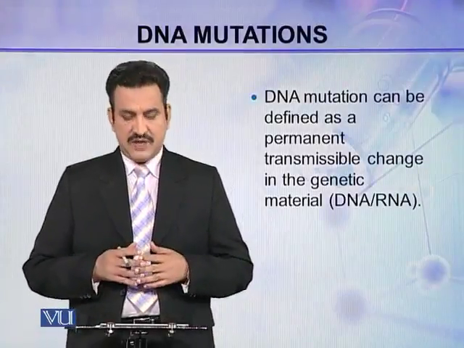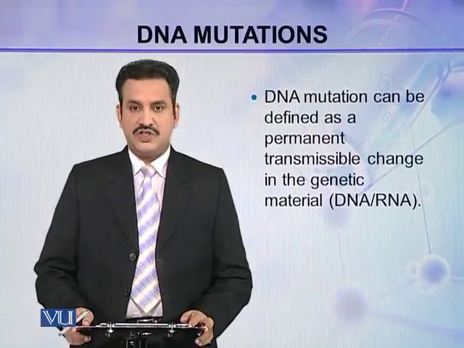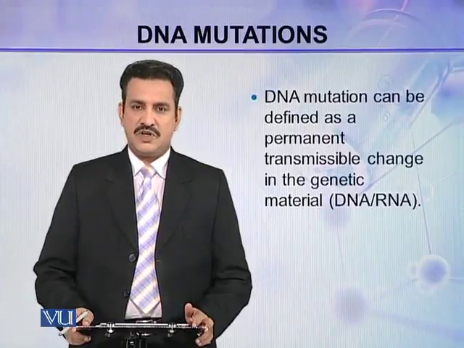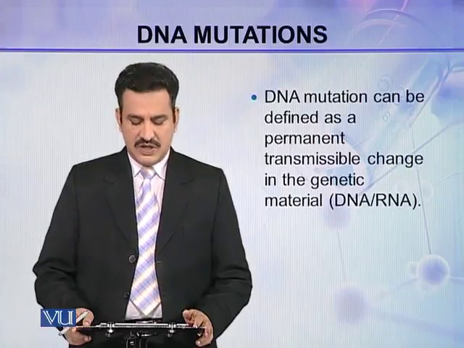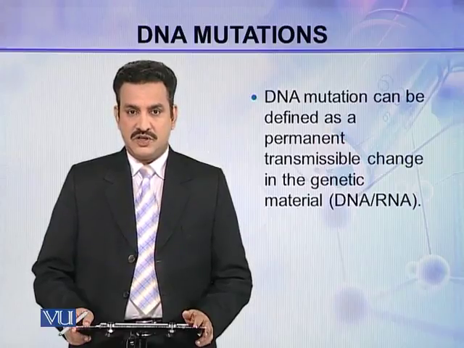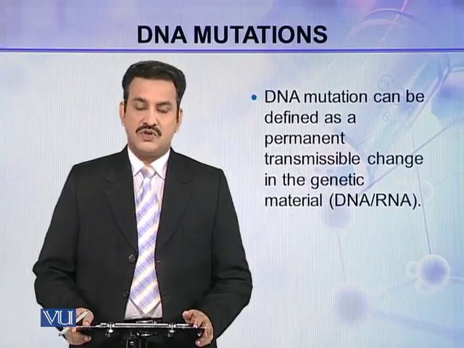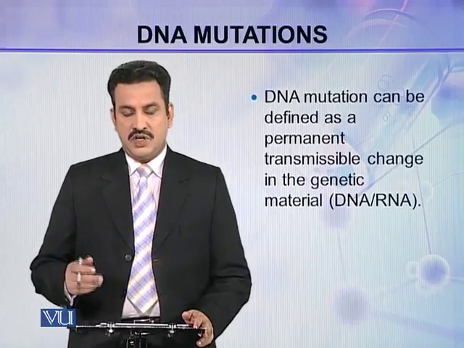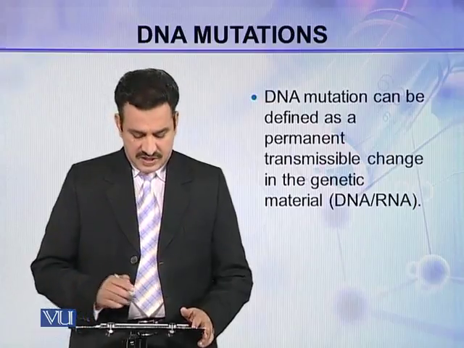DNA mutation can be defined as a permanent transmissible change in the genetic material. The genetic material may be DNA or RNA. So two things are important. One is the permanent change, and the second one is that the change should be transmitted to the next generation. If the change is not transmissible, we cannot say it is a mutation.